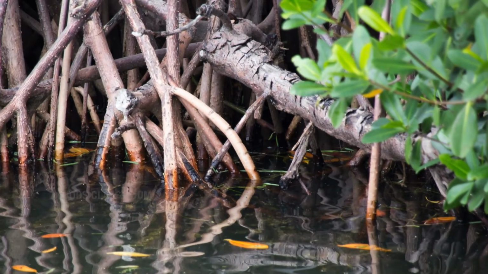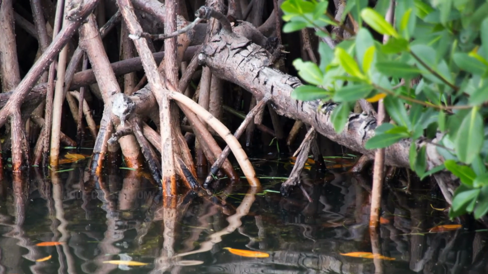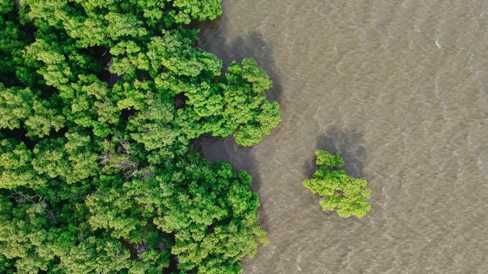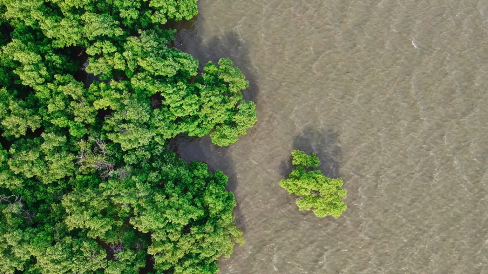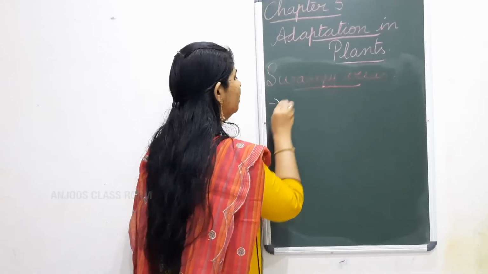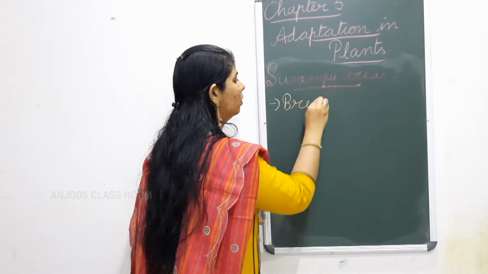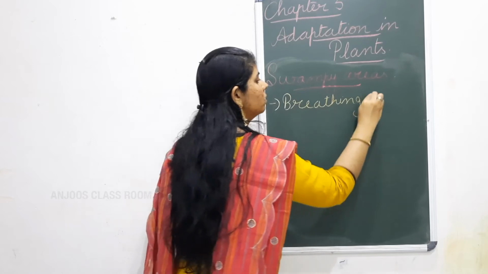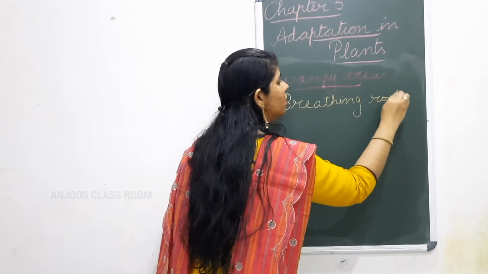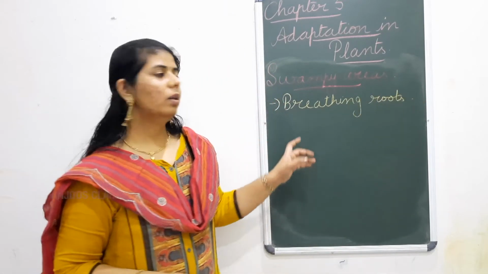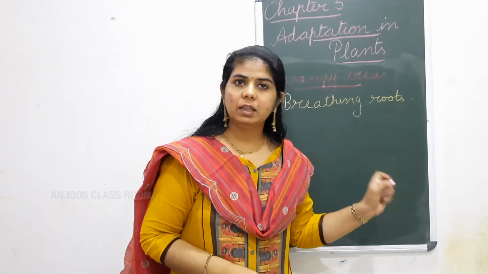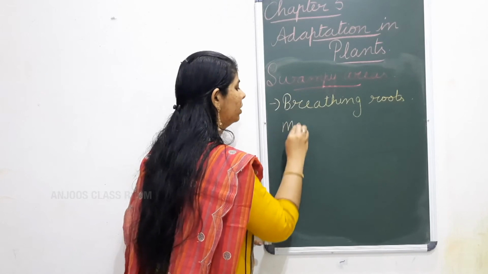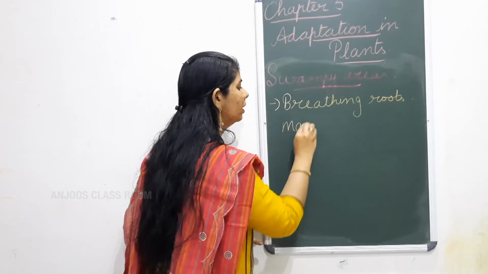Understood? The air will not reach inside the roots because of this type of soil. Clear? So that is the feature: it has breathing roots, which we can see outside. Most plants' roots we will not see outside, but this one we can see. That is known as the breathing roots, and the best example is the mangrove trees, Kandal Maram, Kandalkad.